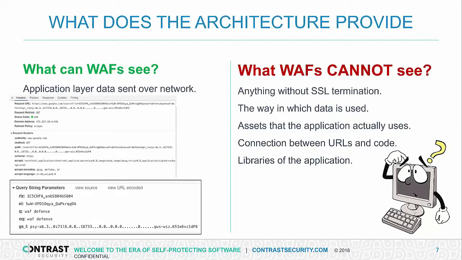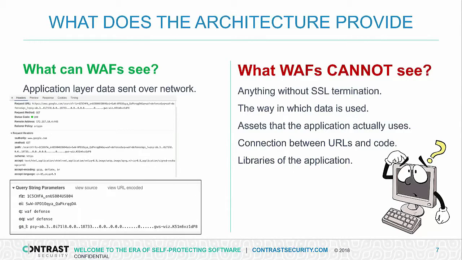So over on the left, we have a screenshot of my browser searching on Google for the word WAF defense. And what we can see here is that we have access to things like the request URL, the type of method, which was just a GET request. We have access to all of the headers, so what content it accepts, if there's any authorization and bearer tokens. And then down at the bottom, we have the query string parameters, where you can see when you search on Google, it has two of them. One is Q, the other is OQ. And you can see I was just searching for the word WAF defense.